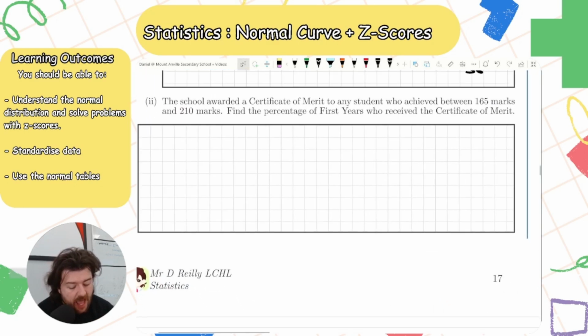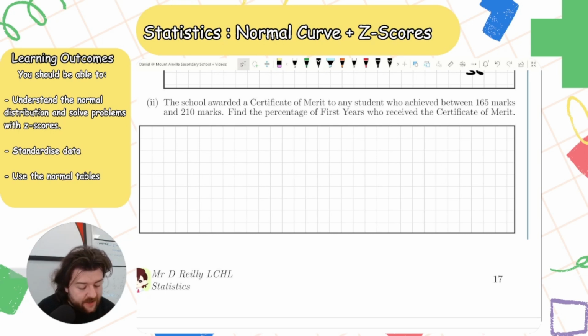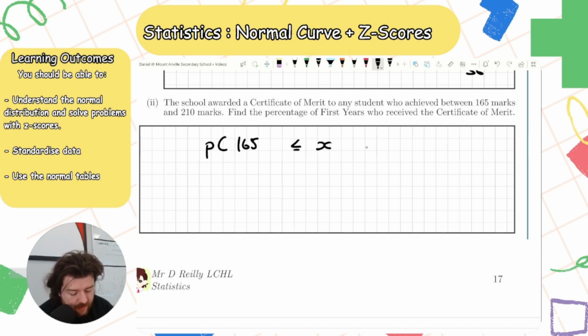Finally, this one here. The school awarded a certificate of merit to any student who achieved between 165 and 210 marks. Find the percentage of first years who received the certificate of merit. So basically, we're finding the probability that someone scored between 165 and 210.